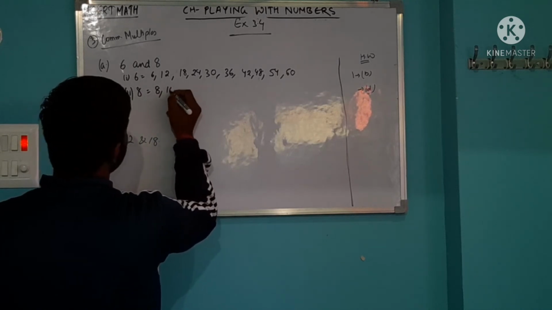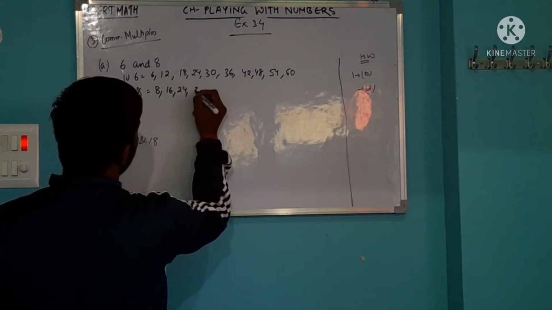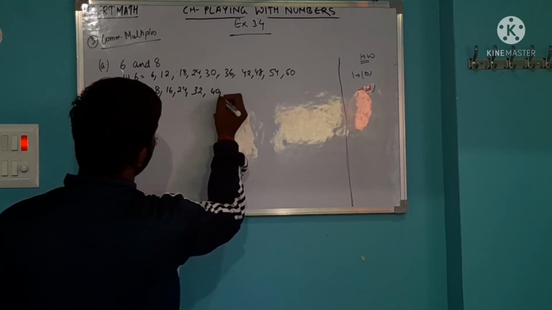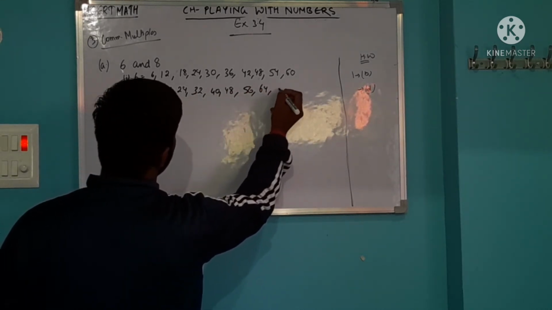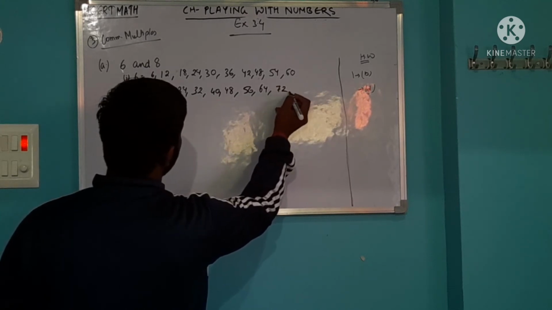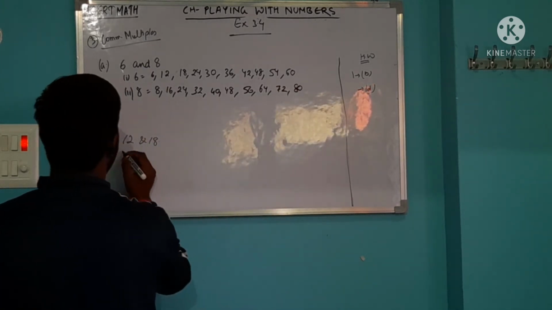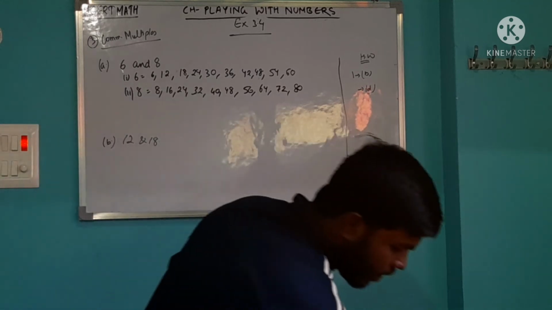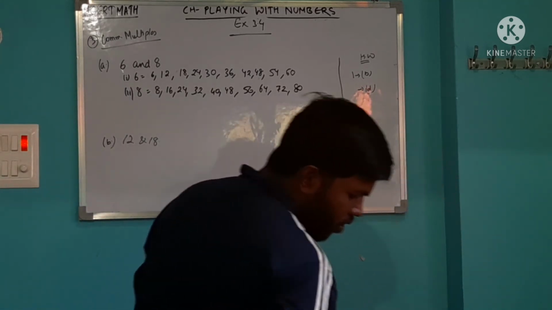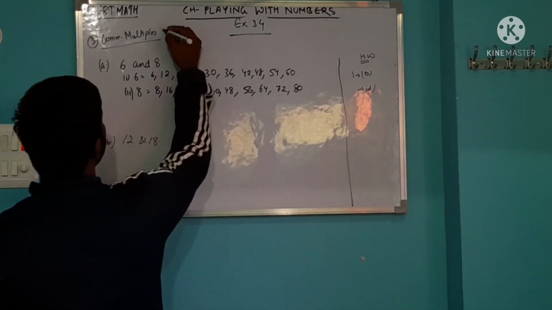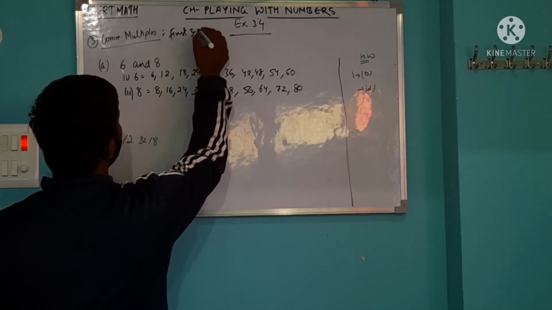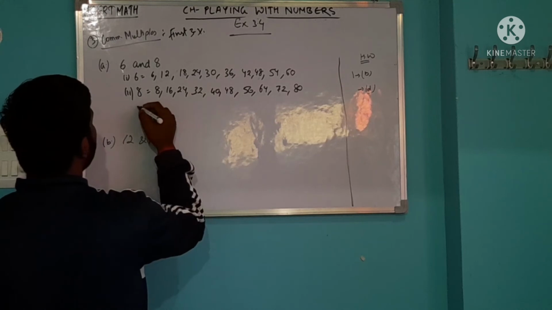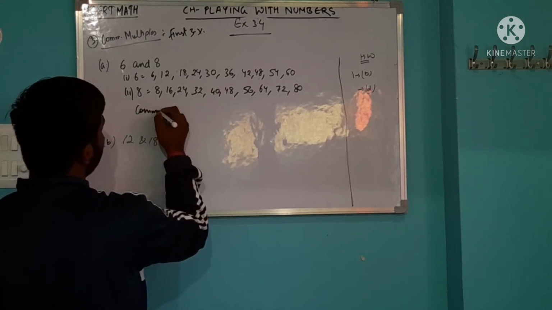For 8: 8, 16, 24, 32, 40, 48, 56, 64, 72, and 80. And here we only need to find the first three common multiples.